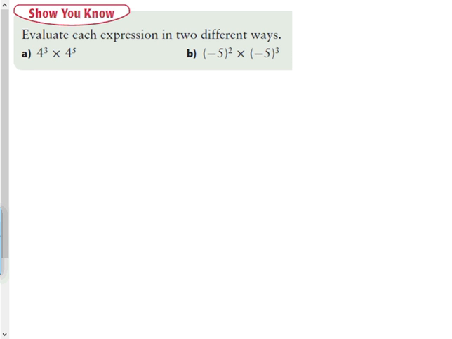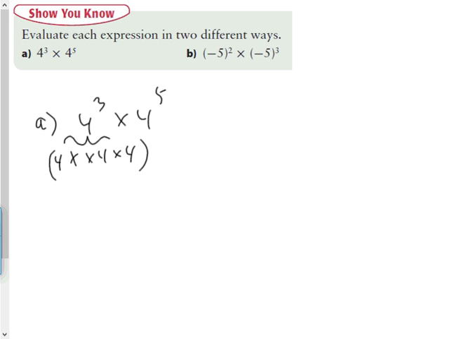So we're going to start off with the first show you know. It says evaluate the expression in 2 different ways. So the first thing that it asks you to do is to figure out what is the value of 4 cubed times 4 to the 5. You should be able to solve this without simplifying 4 cubed first and getting an answer, then finding what 4 to the 5 is, and then multiplying together. If you thought about 4 cubed, we know that it's actually 4 times 4 times 4. Okay? In repeated multiplication, 4 cubed would be this, multiplied by 4 to the 5, which would be 4 times 4 times 4 times 4 times 4.